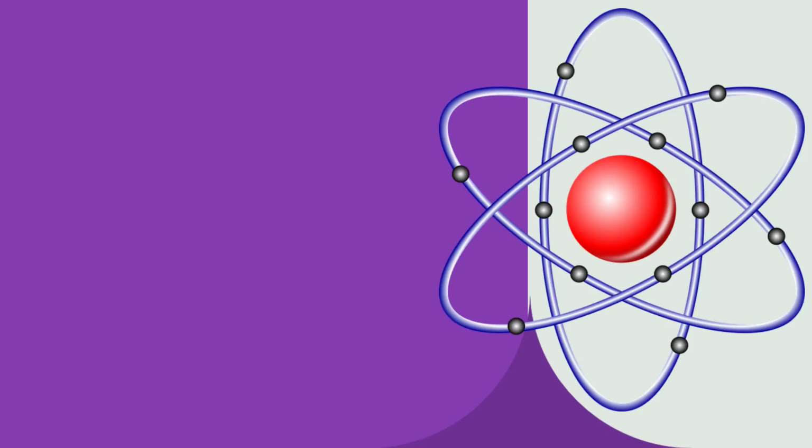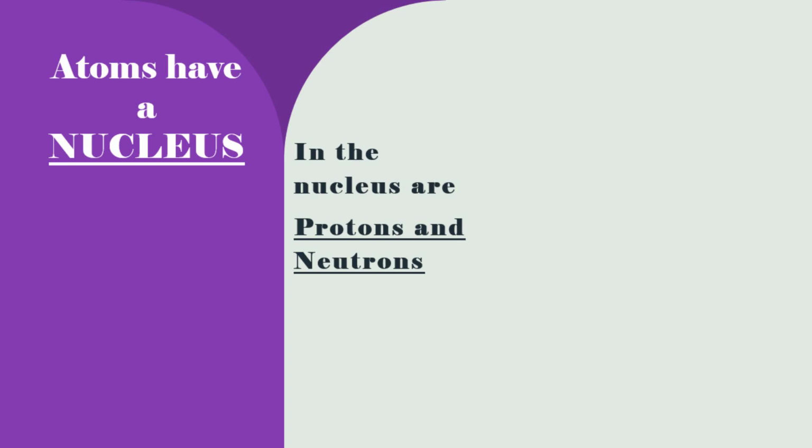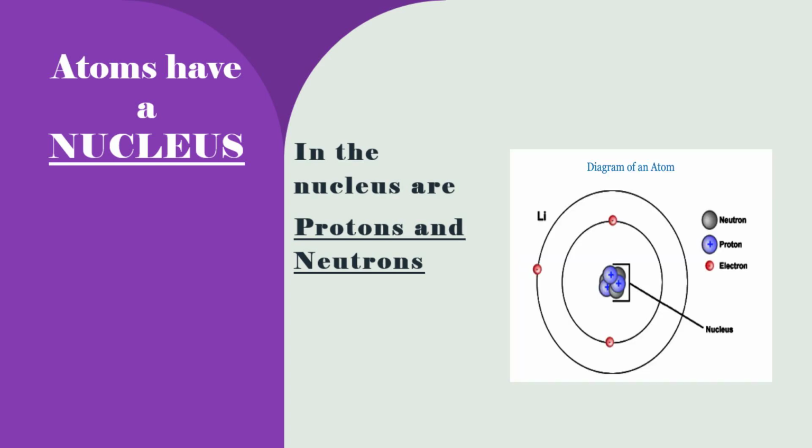The smallest unit of matter is an atom. Atoms cannot be seen with the naked eye. They are microscopic, and there are billions of them in our bodies. Inside of every atom, in the center, is a nucleus. The nucleus contains protons and neutrons. The proton always has a positive charge. The neutron has a neutral charge, or no charge.